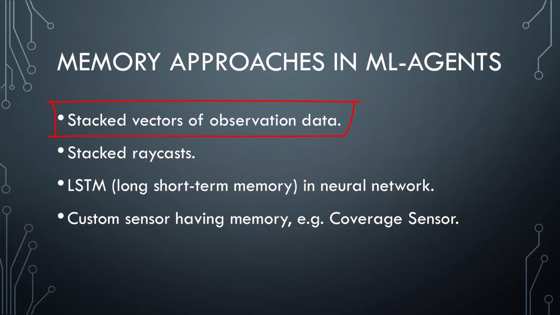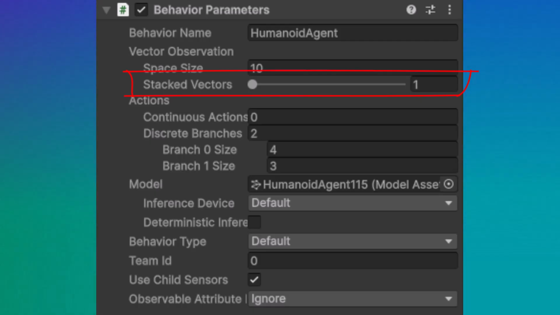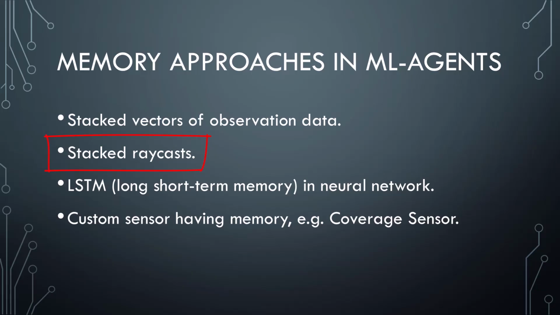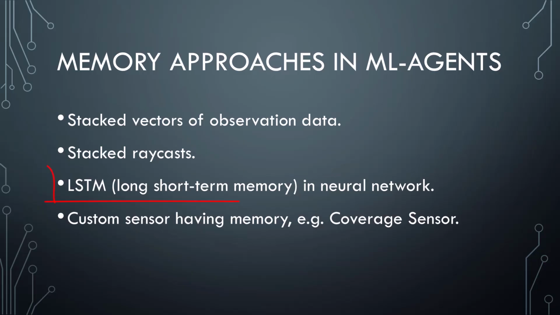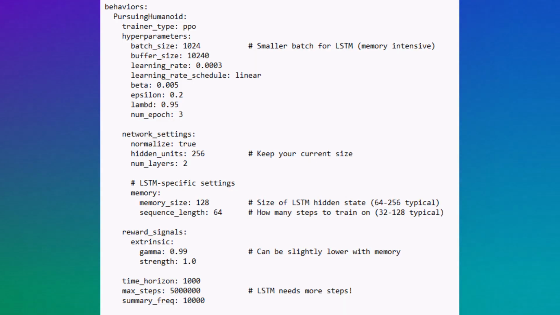Stacked vectors use all the sensor inputs from past decision points for the current decision. Raycast data can also be stacked to use some number of past values at each decision point. The neural network itself can be configured for LSTM, or long short-term memory, which is a form of internal memory. This is configured using hyperparameters. I did use LSTM, hoping that the humanoid may remember where the dog had been if it briefly goes out of view.